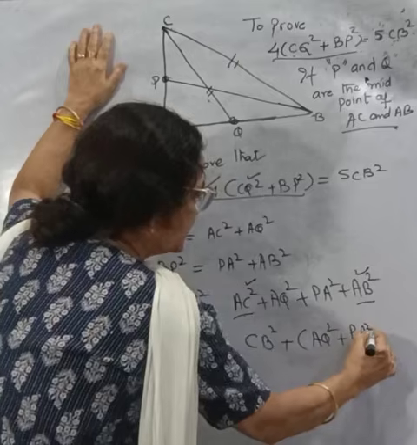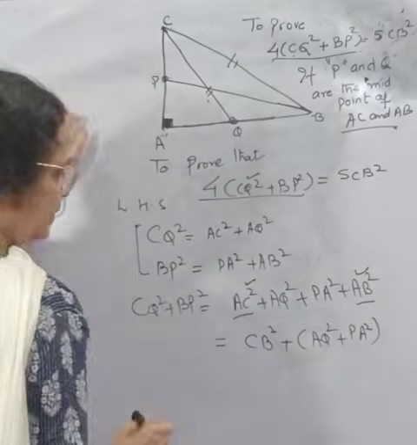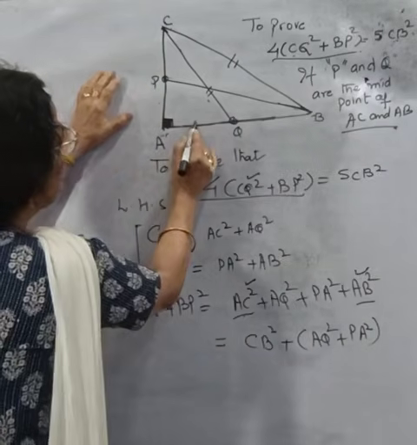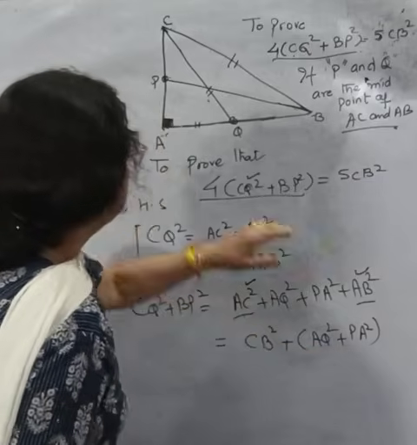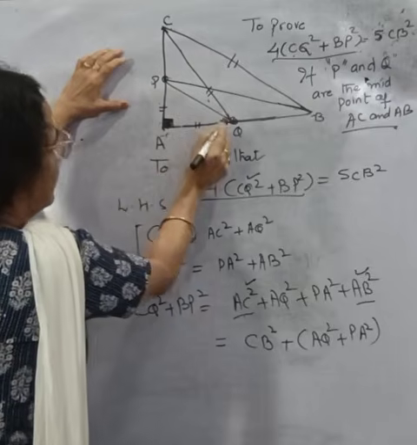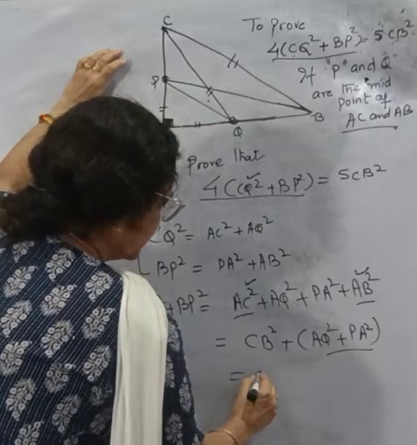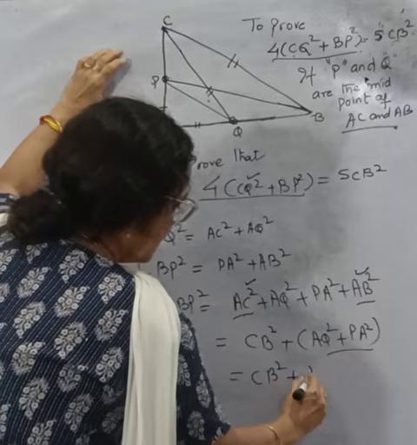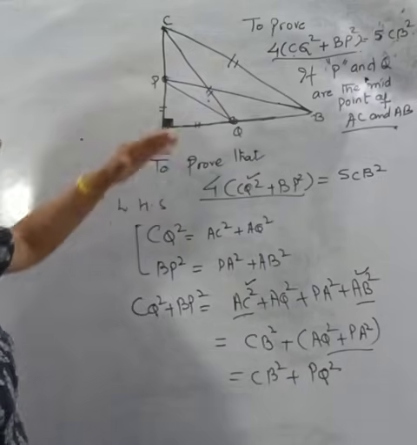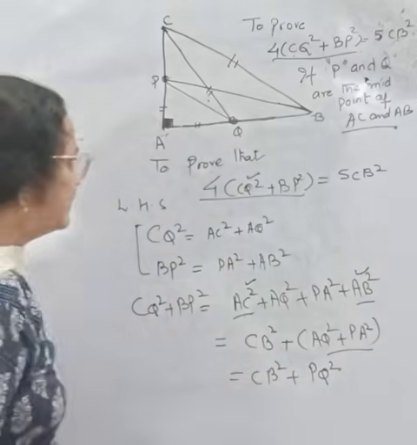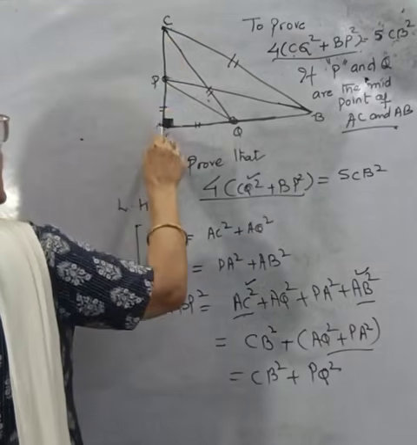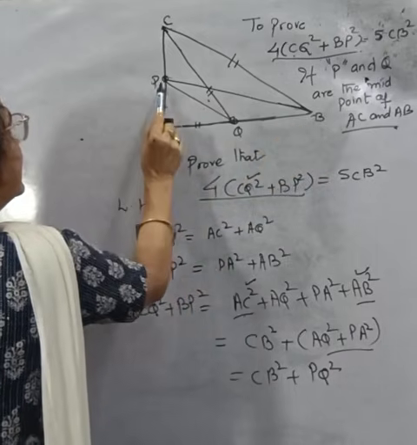Our aim is to convert the right hand side to only CB. Now we have to see whether AQ can be converted in CB or not. AQ is this portion, and PA is this. The square of this plus the square of this, if we add them, will be equal to PQ square. Now PQ is the remaining portion which is to be converted in CB. How to do it? If we consider this case, look at triangle CAB and the other triangle PAQ.